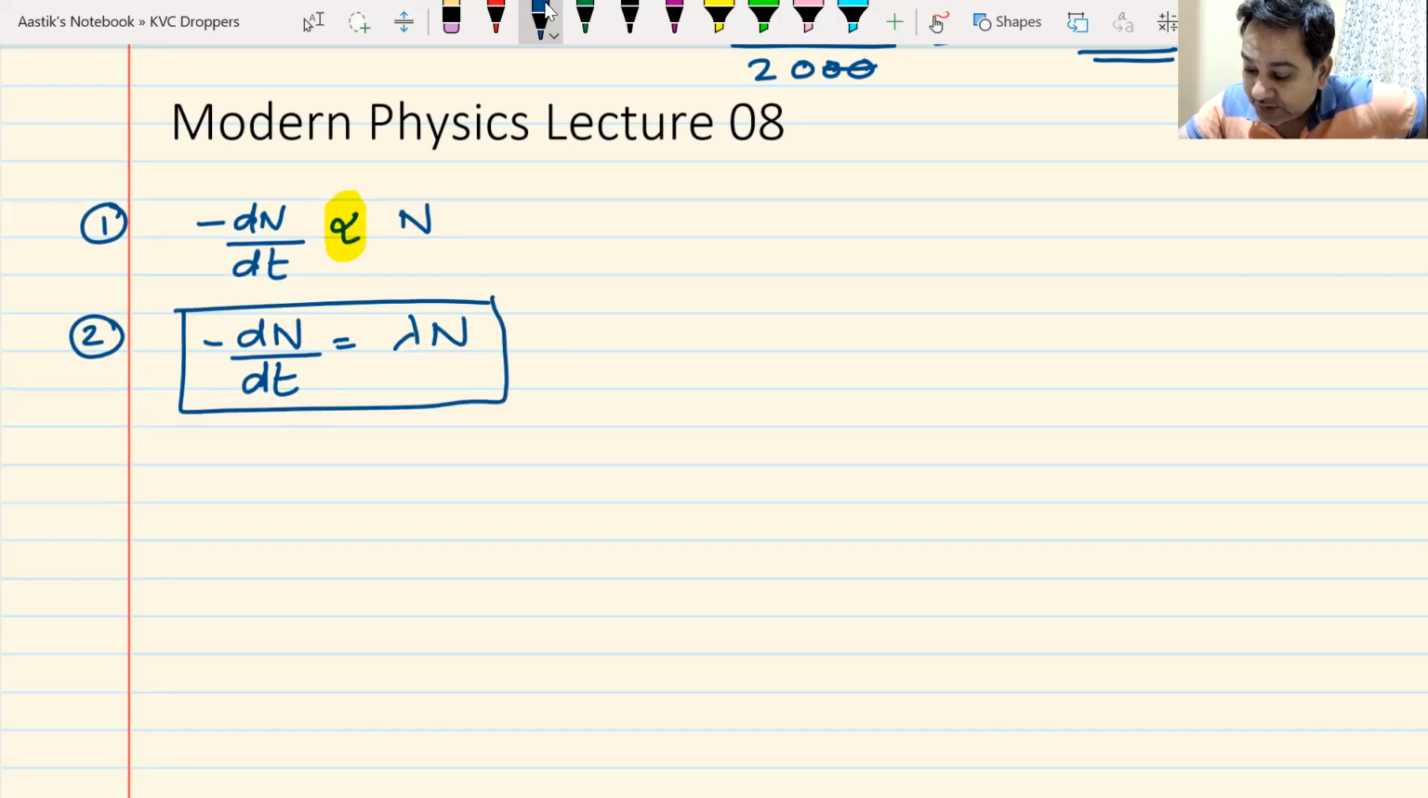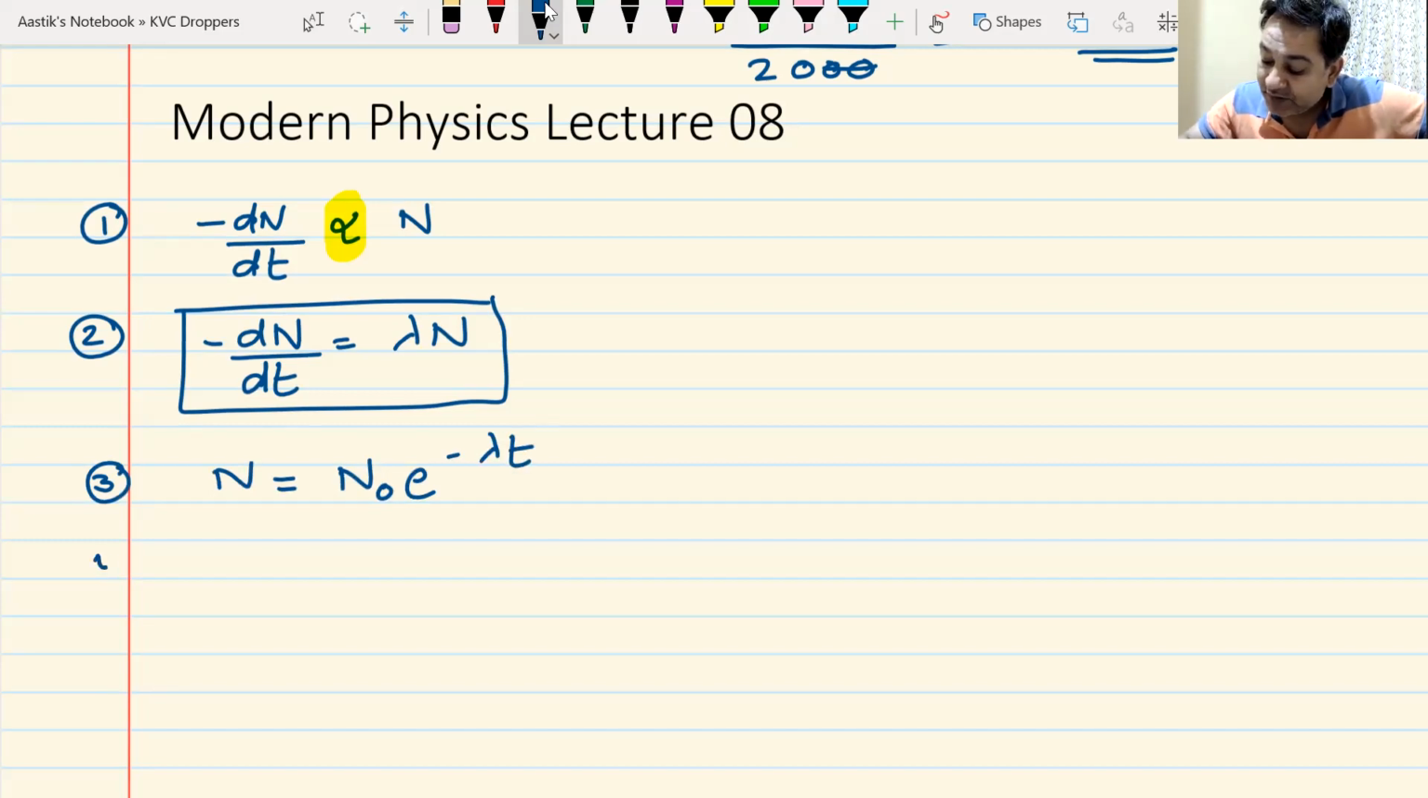Yes, sir. What is this lambda known as? Decay constant. It has got other names as well, but decay constant is one of the most commonly used. Then we had the formula where the number of nuclei N will be N naught, where N naught is the original number of nuclei. What was that formula? E to the power minus lambda t.